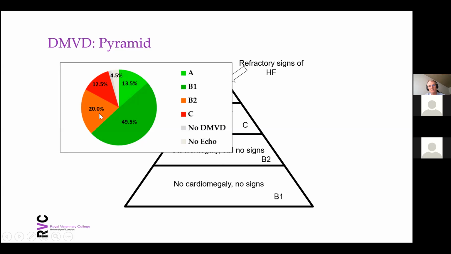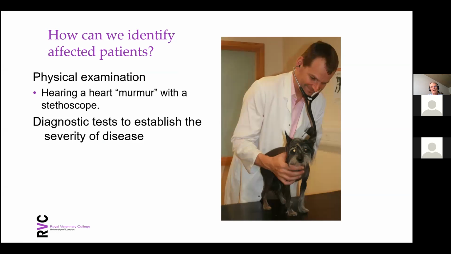If you look at this pie chart here and focus on the relative size of the B1s, B2s and Cs, more than half of all the dogs affected by mitral valve disease, because let's ignore this little segment here, more than half of the dogs who are genuinely affected are in stage B1. Then about a quarter, just over a quarter, are in stage B2, and then less than that are in stage C. So how can we find these patients?